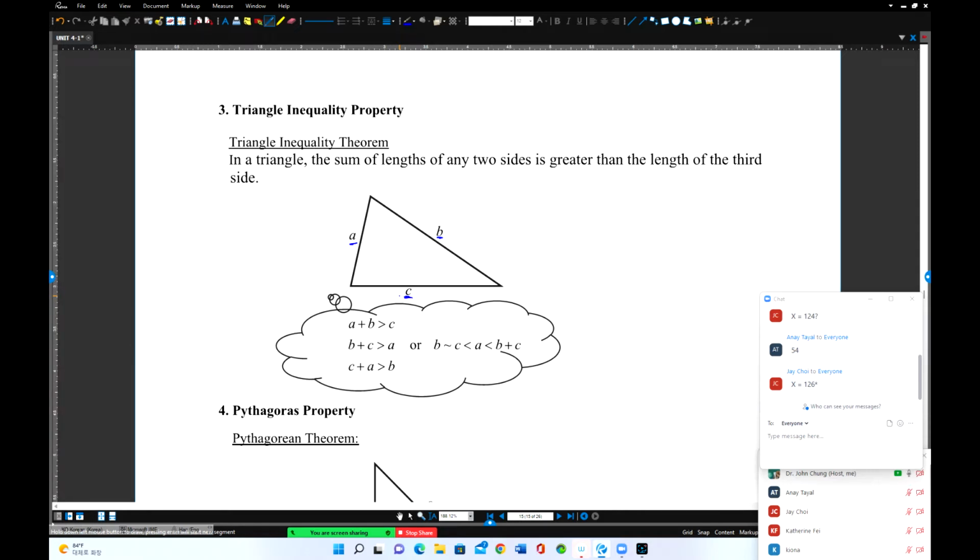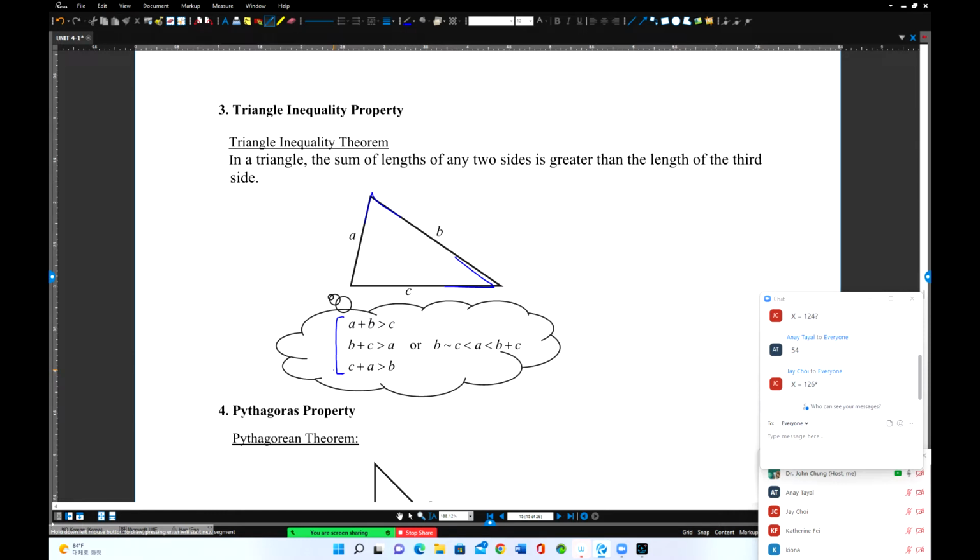But we can choose any 2 sides. Choose A and B. The sum of these 2 sides is greater than C, because this is a shortcut, a straight line. The sum of this detour is already greater than C. Or you can choose B and C, greater than A. Or the sum of these two is greater than B. This is the triangle inequality. Can you see it over here? You can try this one.